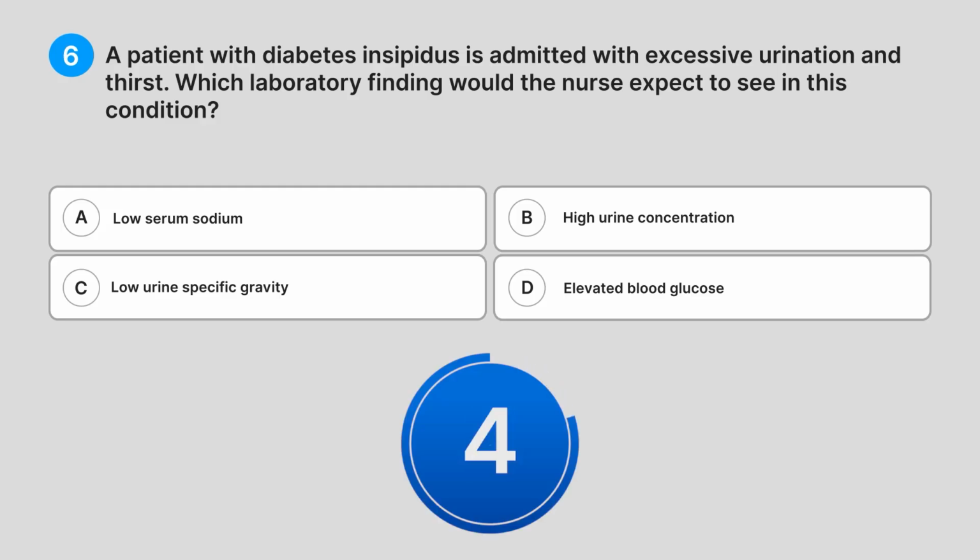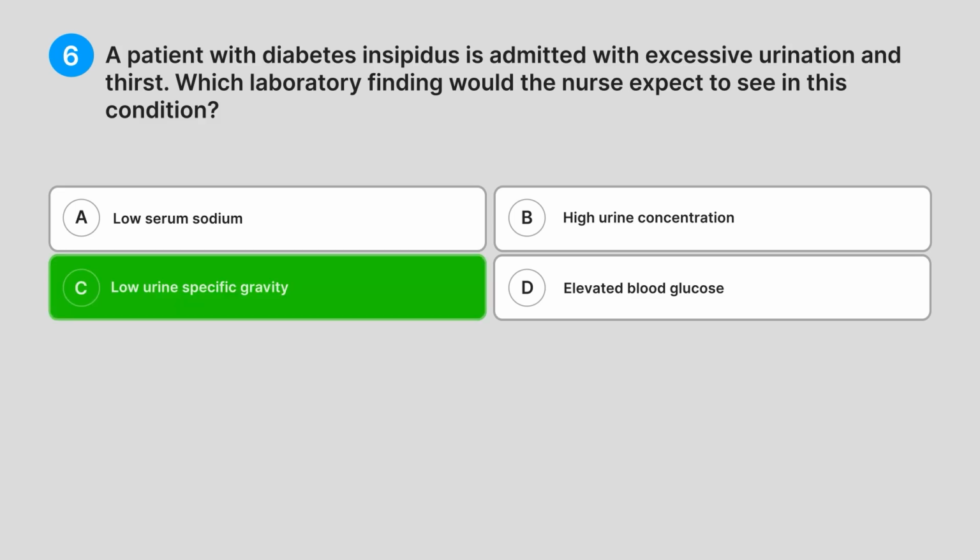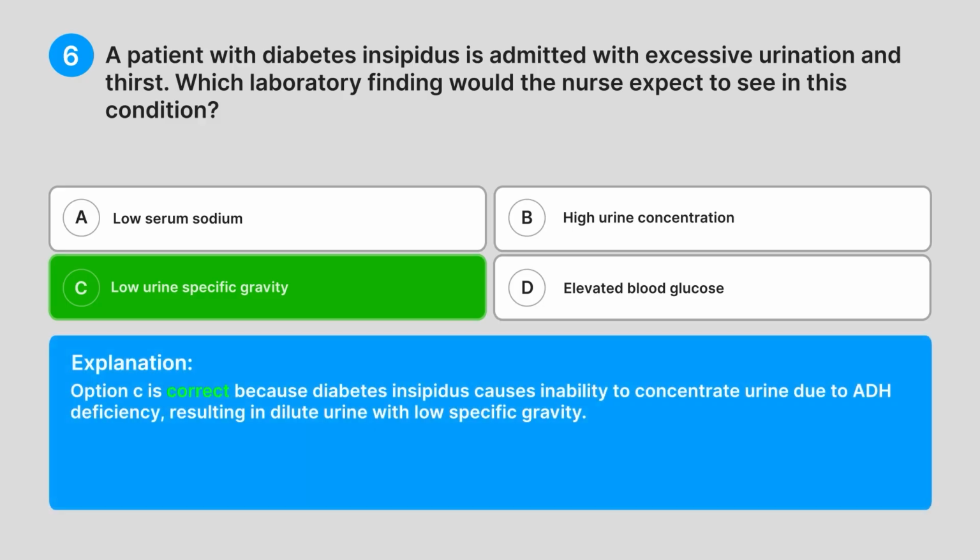Do you know the answer? Correct answer, C. Low urine-specific gravity. Explanation. Option C is correct because diabetes insipidus causes inability to concentrate urine due to ADH deficiency, resulting in dilute urine with low specific gravity.